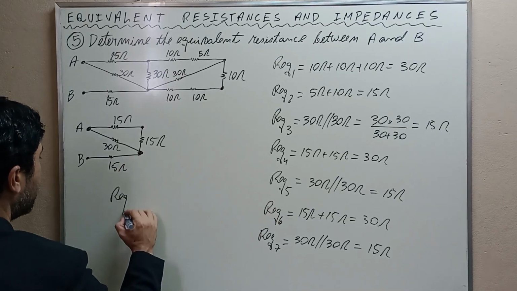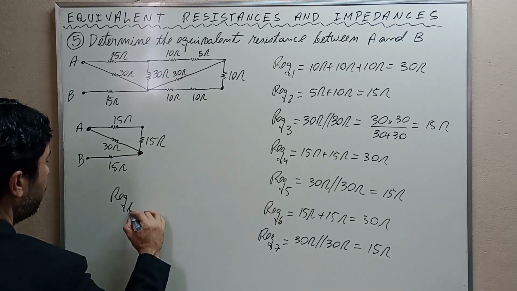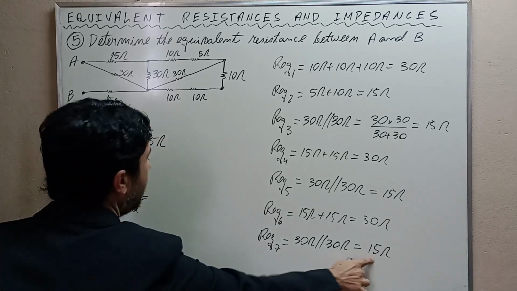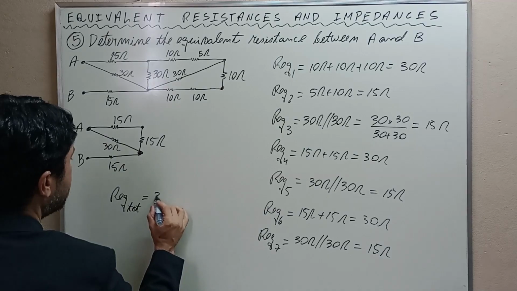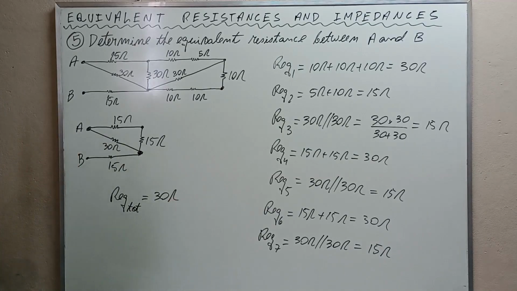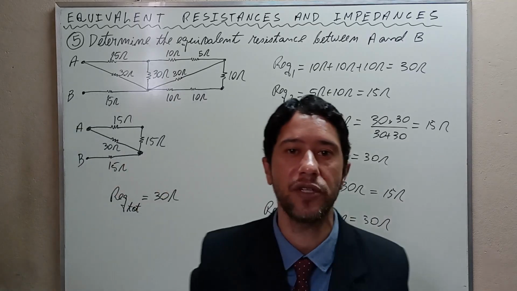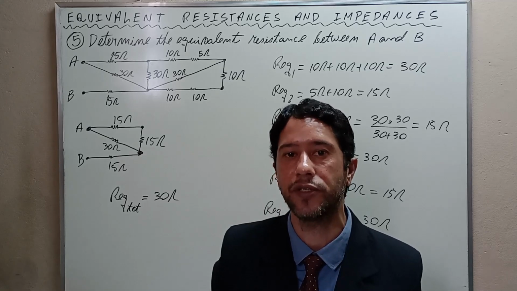Therefore, the total final equivalent resistance will be 15 plus 15, which is 30 ohms, okay? And this is the solution of the exercise, and it is all for the discussion of exercise number 5. Let's go to the next. Let's go to exercise number 6.